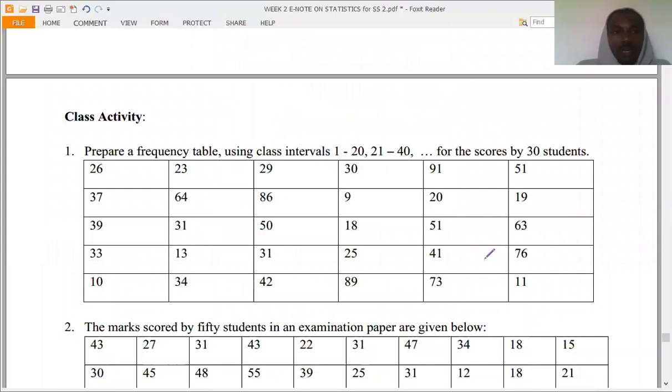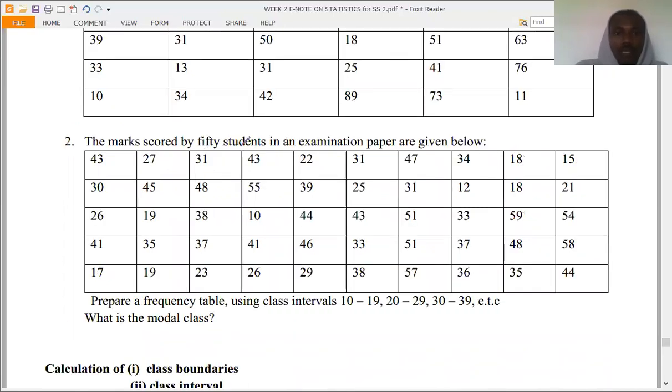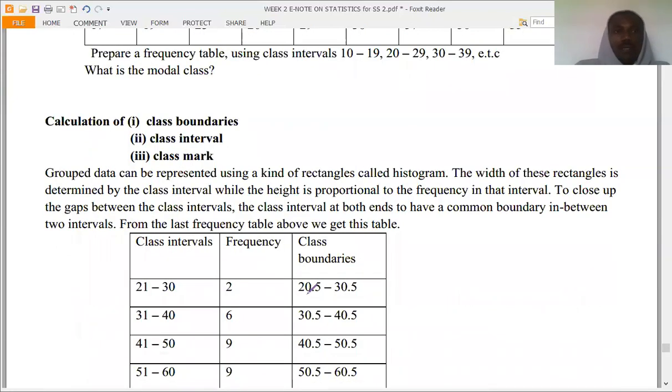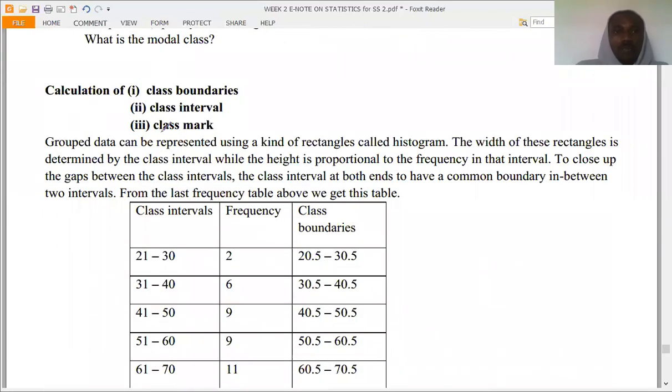All right, so here are other class activities. Prepare a frequency table using class intervals 1 to 20, 21 to 40, and so on, for the scores obtained by 30 students. So here's the table. Prepare the frequency distribution table. Number 2, the class marks scored by 50 students in an examination paper are given below. Prepare a frequency table using the class intervals 10 to 19, 20 to 29, 30 to 39, etc. Now also solve for the modal class. Okay, so next, calculation of class boundaries, class interval, and class mark.